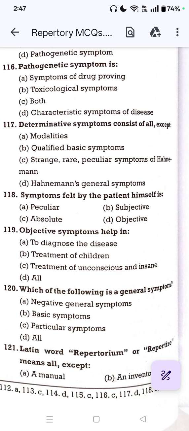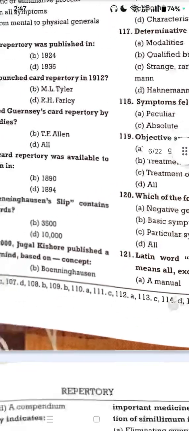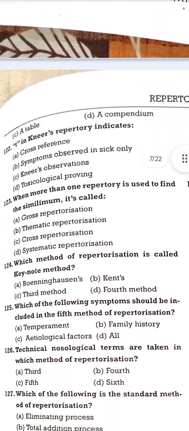In the previous video, we discussed questions up to 120 and we will continue our MCQs. Question number 121. Latin word repertorium or repertoire means all except. So, repertorium or repertoire means an inventory, a table, a compendium.